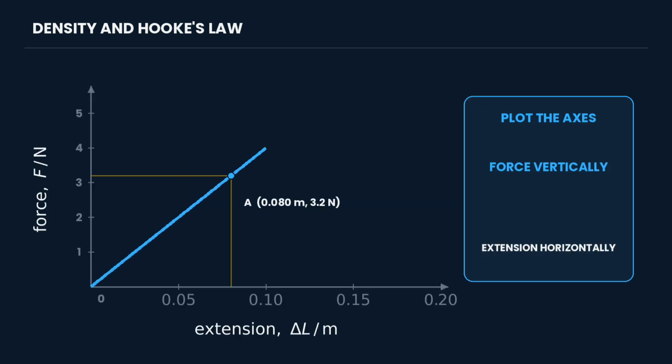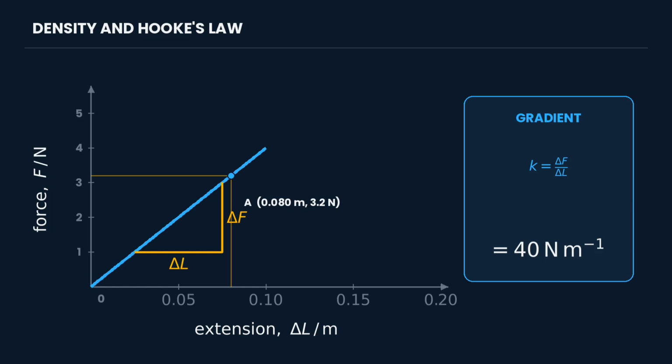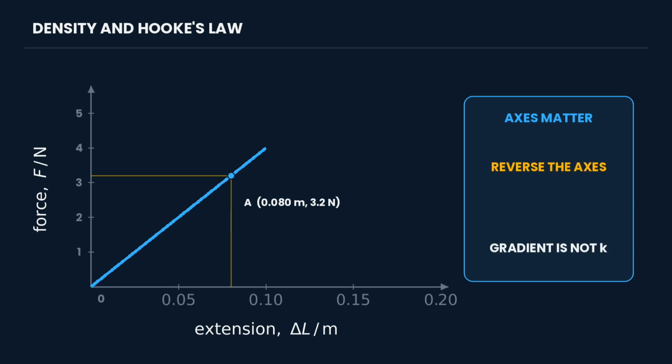Plot force vertically against extension horizontally. The straight line through the origin has gradient K. Reverse the axis and it does not have gradient K. The other spring has the same material density, but a thicker wire and different K. The spring constant describes the whole object, it's not just a material property.